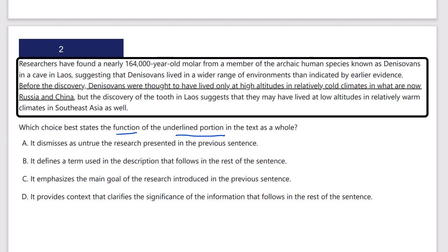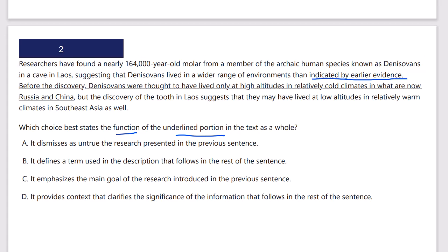Which choice best states the function of the underlined portion of the text? Researchers have found a nearly 164,000-year-old molar from a member of the archaic human species known as Denisovans in a cave near Laos, suggesting that Denisovans lived in a wider range of environments than indicated by earlier evidence. So I guess the tooth tells them that they lived in a range of environments that we didn't even think about. Before the discovery, Denisovans were thought to have lived only at high altitudes in a relatively cold climate in what are now Russia and China. But they found this in the jungle in Southeast Asia in Laos. So it's providing new evidence to highlight a new discovery, basically.